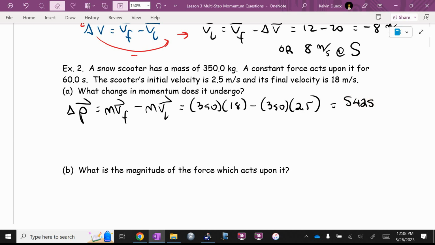5,425. I'll carry the extra sig figs because I have a feeling I'm going to use this for part B. Units, you could write Newton seconds. Since I went mass times velocity, my brain would probably write mass times velocity in my units, but I would take Newton seconds as well.